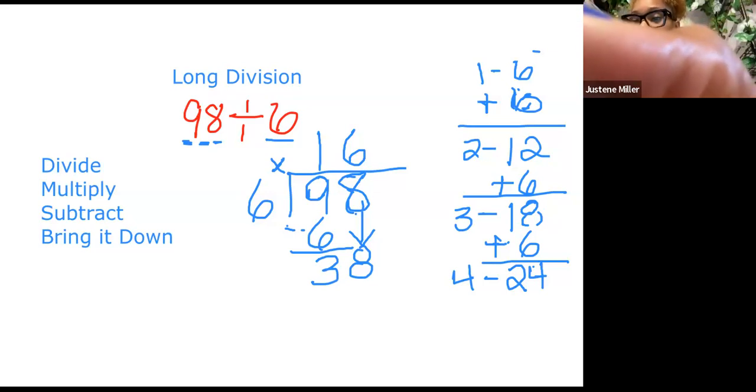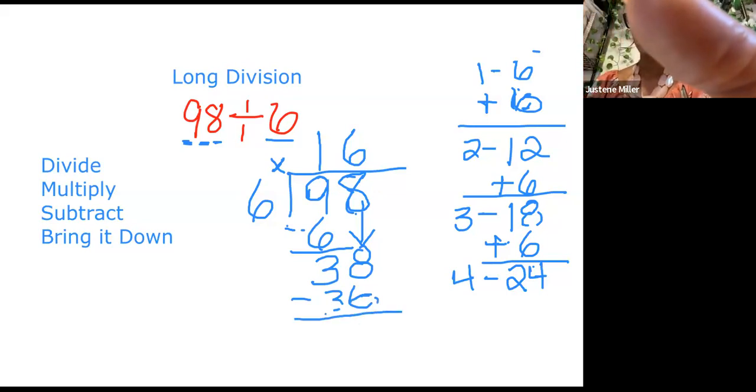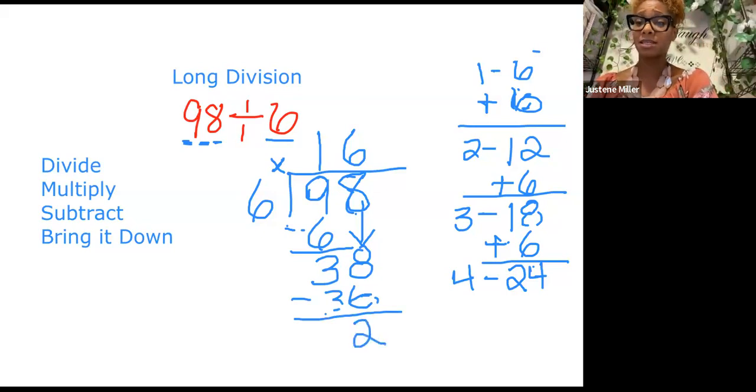So I am subtracting 36. All right. 38 minus 36 gives me 2. How many groups of 6 are in 2? Well, if I have 2 pieces of candy, can you give me 6? No. So the 2 becomes our leftover or our remainder. So we write that with a capital R, 2.